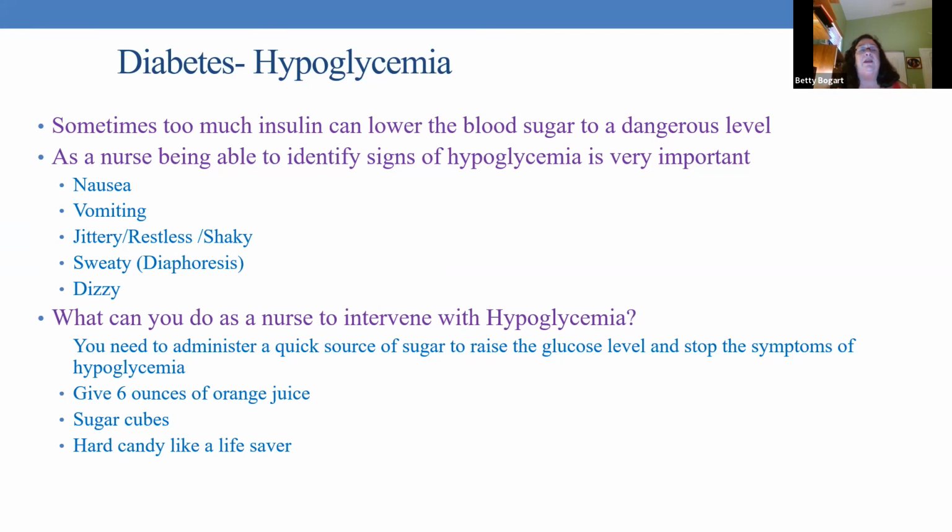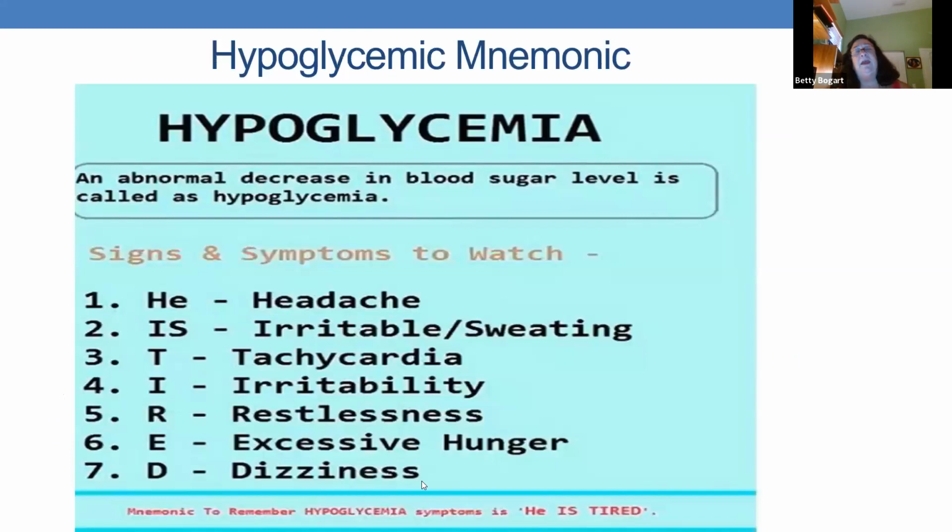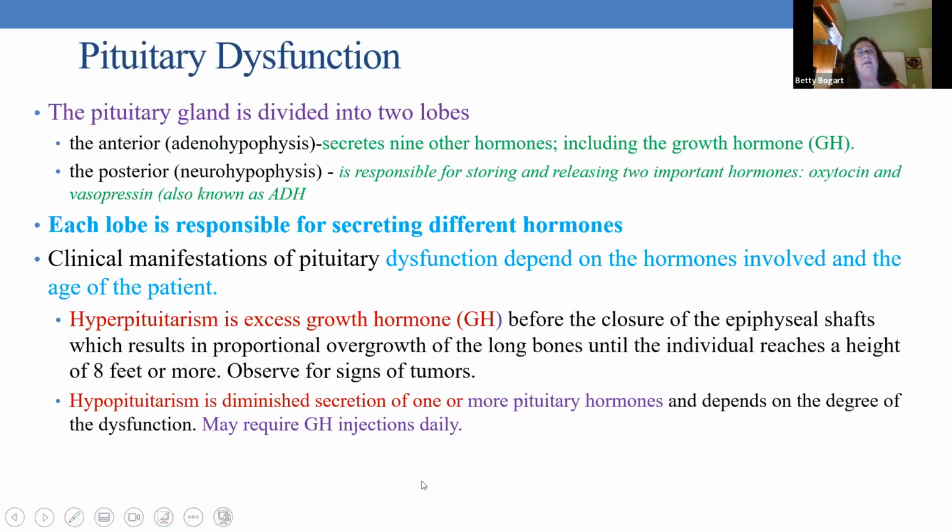And how do we treat it? Well, if they're awake and alert, depending on patient condition, we're going to give something by mouth. Orange juice is a great thing. Or sometimes they have those little fix-it packages they can squirt or whatnot. It's fine. A lifesaver, something with sugar in it, get it back up. Even a glass of milk, I've seen one book say. Again, hypoglycemia, things you see. These are pictures for you to look at.